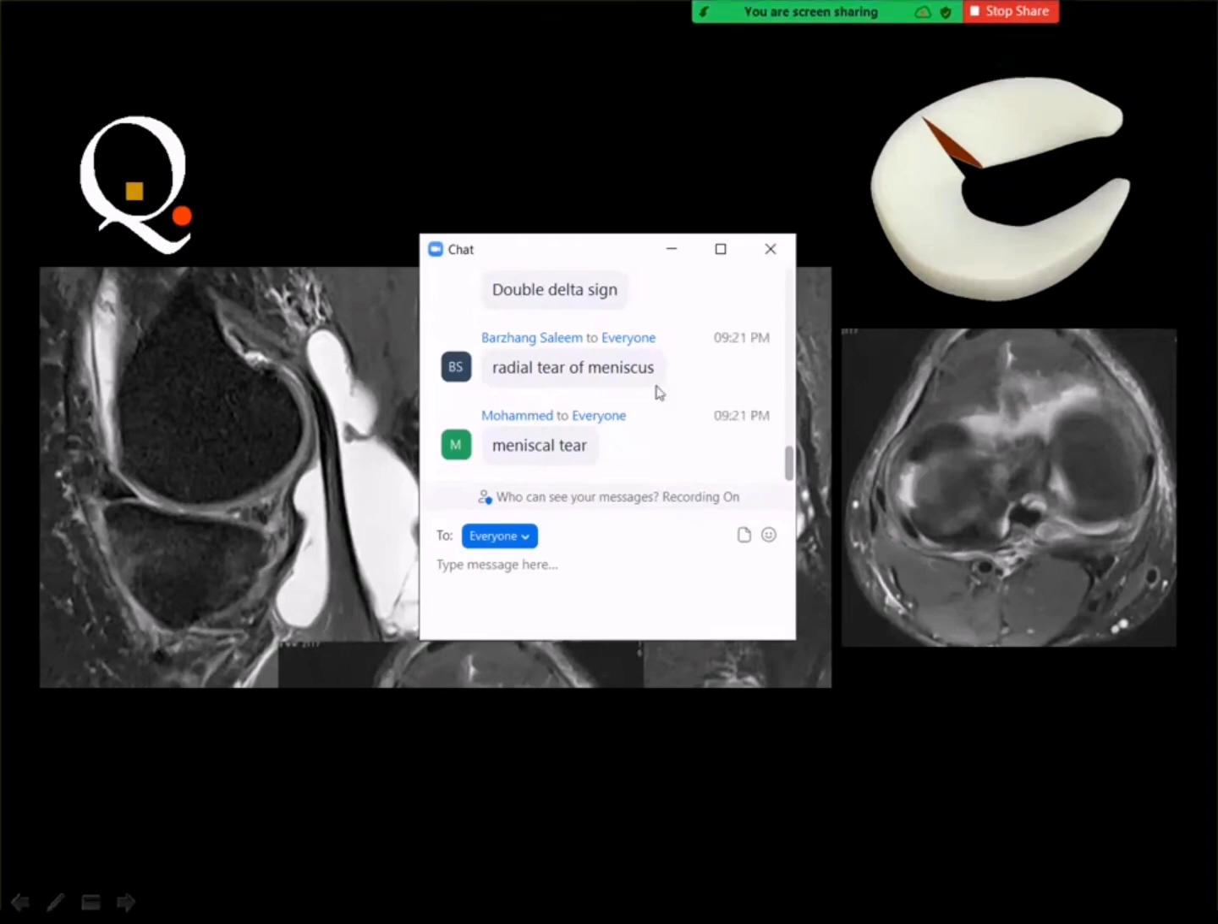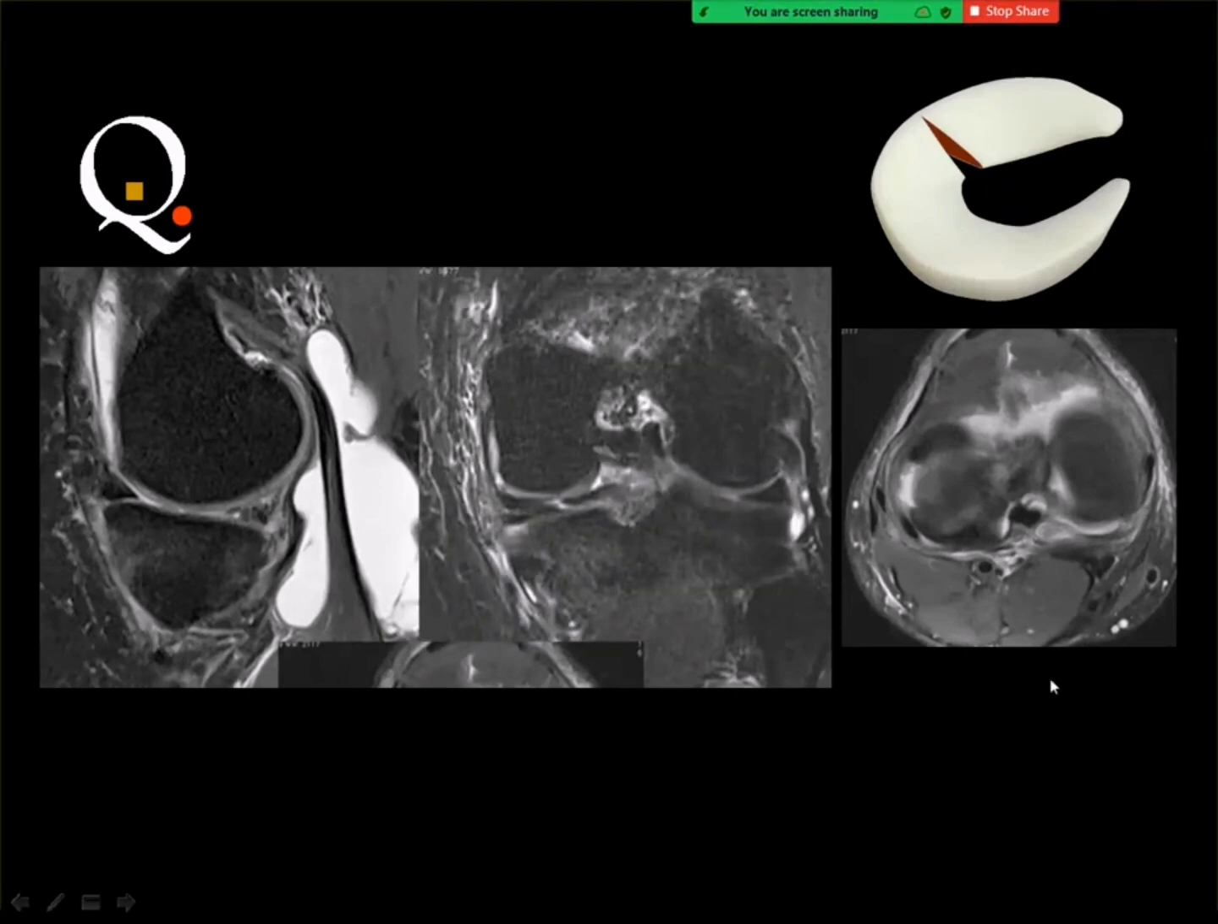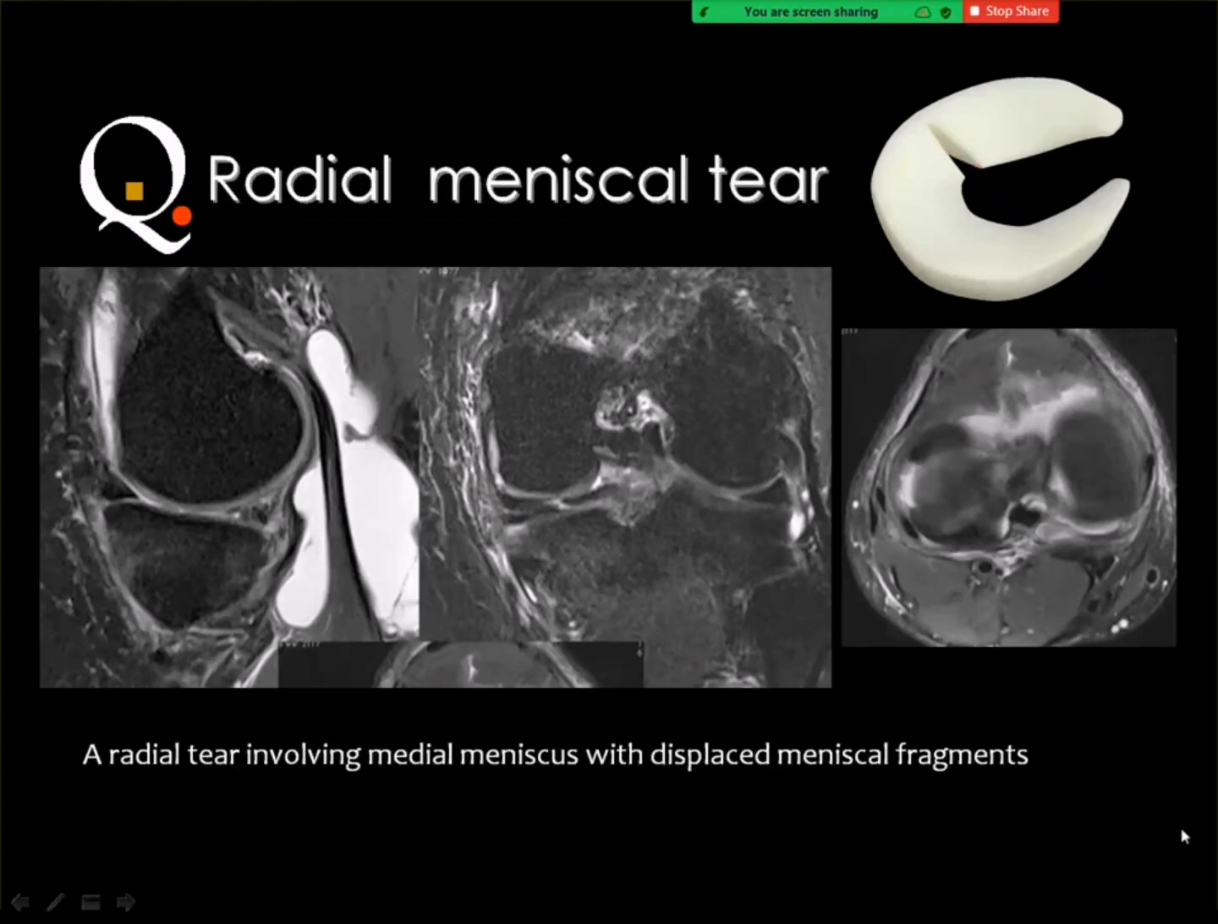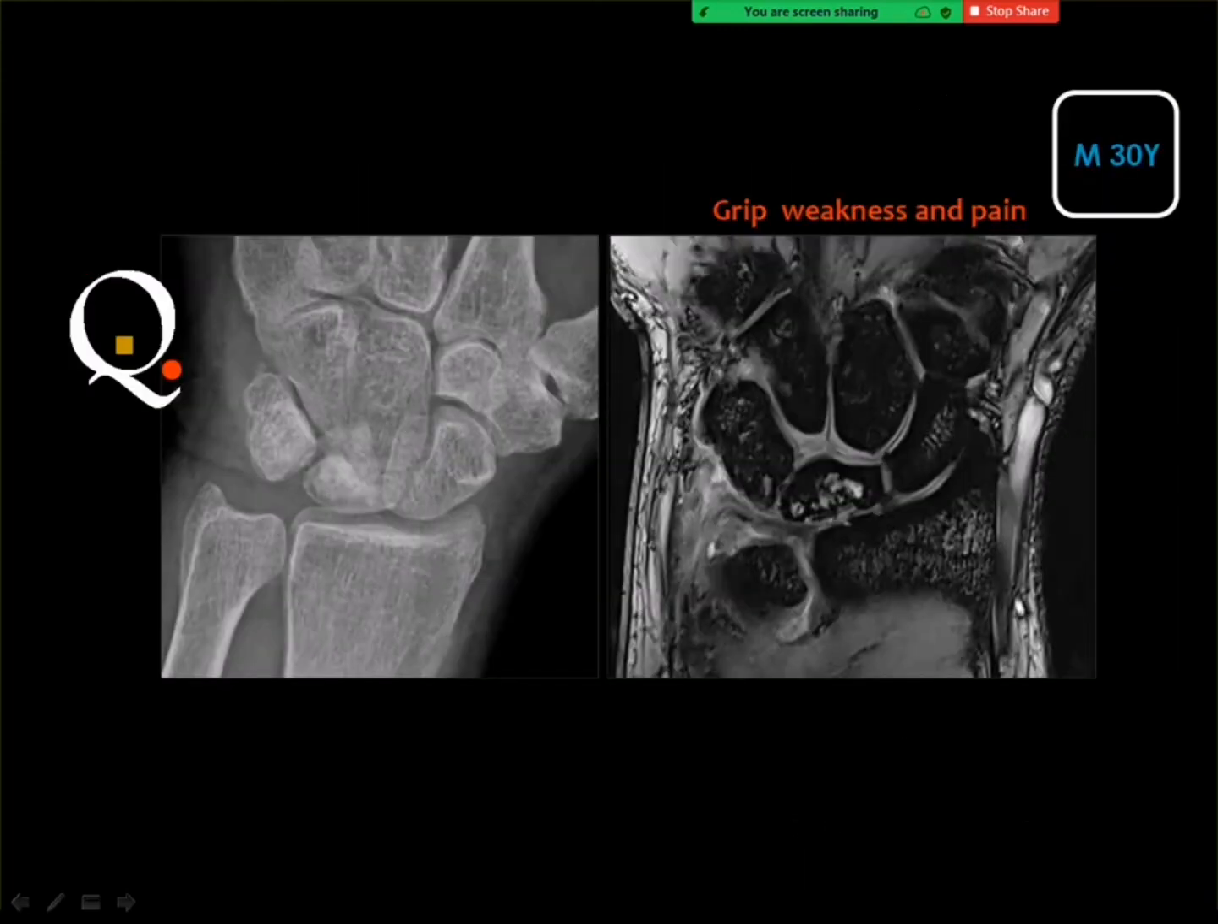Yes, what type of, yes, and then this is the radial tear of the meniscus, and if you look carefully in the axial image, you can see the defect which corresponds to this area, and then this is the medial meniscus, and you can see the defect which is filled by fluid, and this is the radial tear of the posterior horn of the medial meniscus. MRI of the wrist joint, as well as the X-ray of the same patient who is 30 years old.